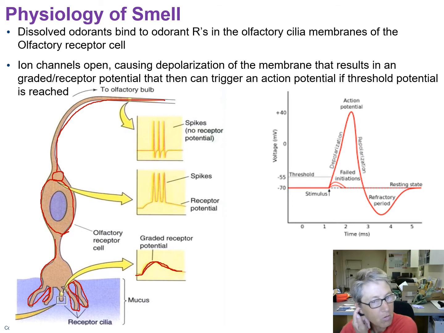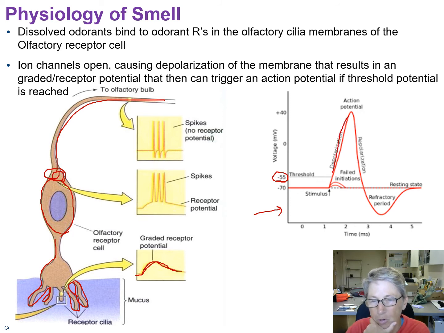And this is a diagram, we've seen this before, of an action potential. If threshold potential is reached, about minus 55 millivolts, then you can fire the action potential with its depolarization, repolarization, and back to resting membrane potential phases.